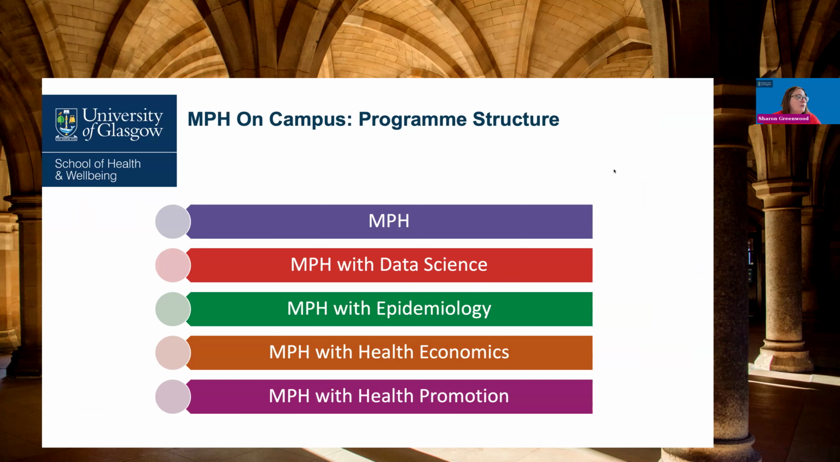Yeah, thanks, Julie. So with the Masters in Public Health on campus, we offer the Masters in Public Health programme just as standard, but we do have 4 specialisms. We offer a specialism in data science, 1 in epidemiology, 1 in health economics, and 1 in health promotion. And similar to what Julie was saying about the global mental health specialism, there is an associated core course with this, and your project has to align with that particular specialism.